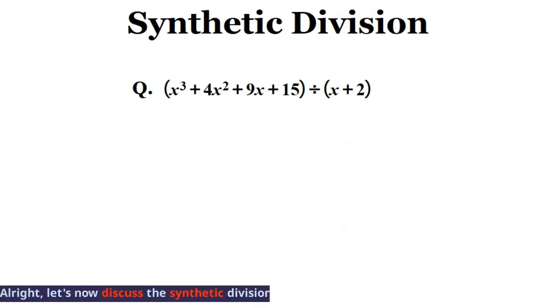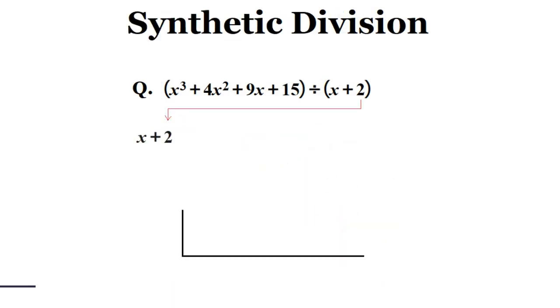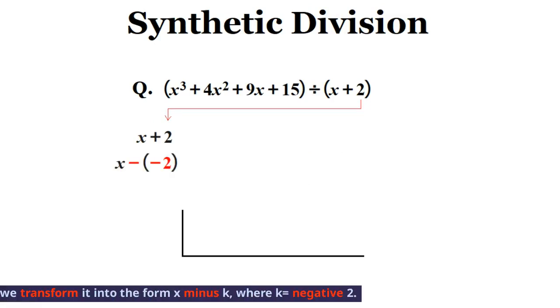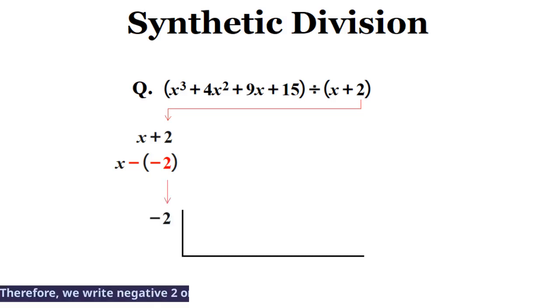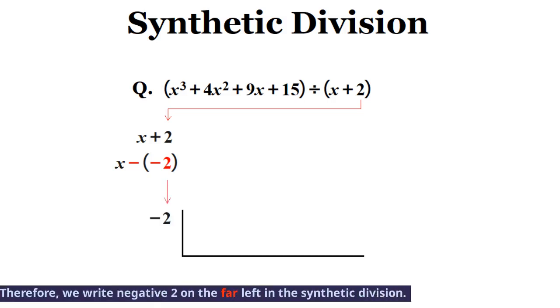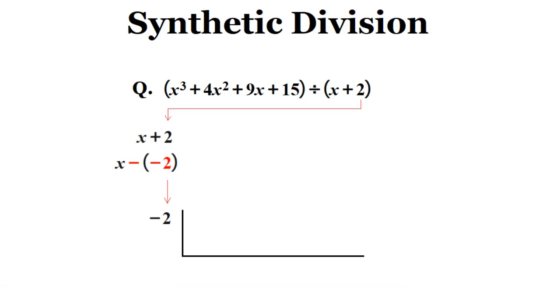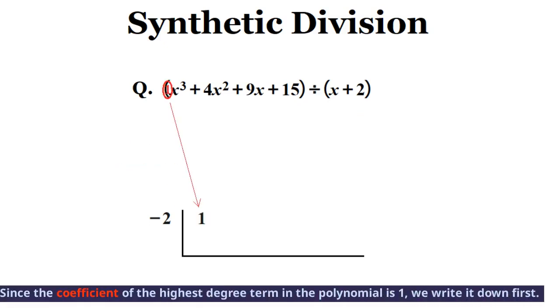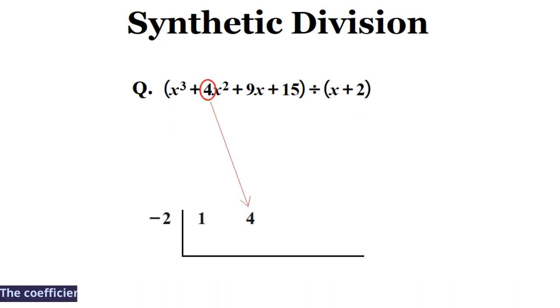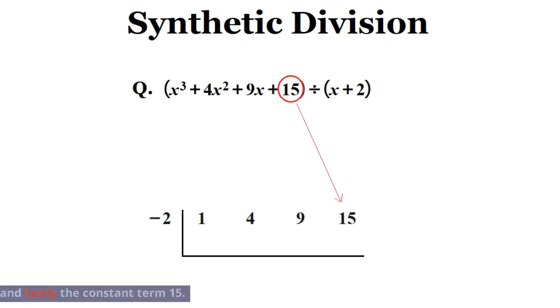Alright, let's now discuss the synthetic division. Since the divisor is x plus 2, we transform it into the form x minus k, where k equals -2. Therefore, we write -2 on the far left in the synthetic division. Since the coefficient of the highest degree term in the polynomial is 1, we write it down first. The coefficient of the next degree term is 4, followed by 9. And lastly the constant term 15.